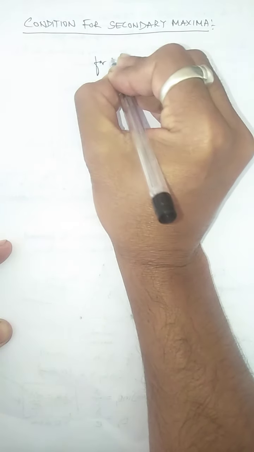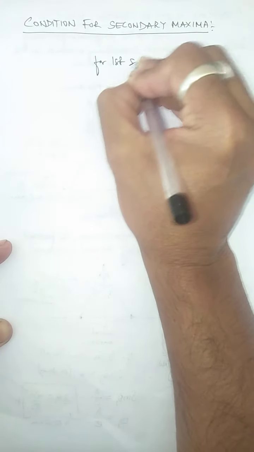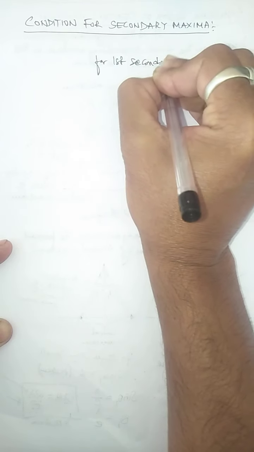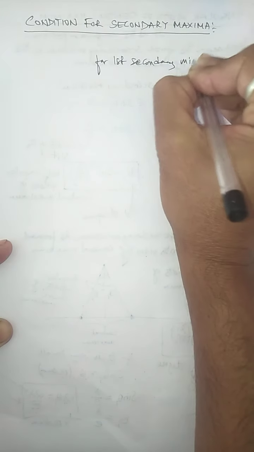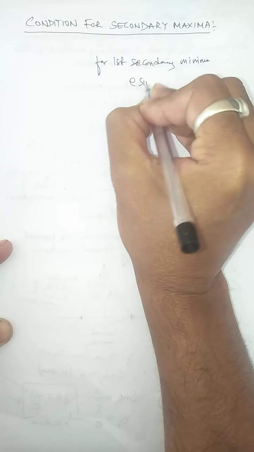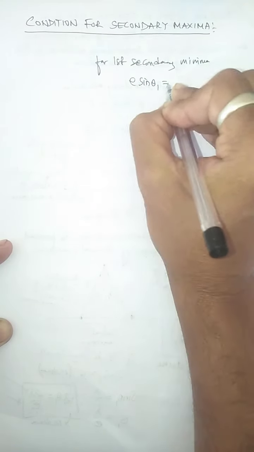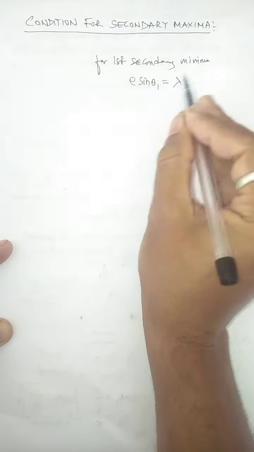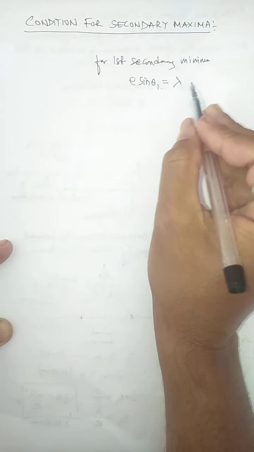Now for this, let me just take the first secondary minima. Just let me write down. This is for the first secondary minima. You know, for first secondary minimum, let me write down minimum. You know what is the condition you learned? e sin theta 1 equals to what? Lambda. For the first secondary minimum condition, e sin theta 1 is lambda.